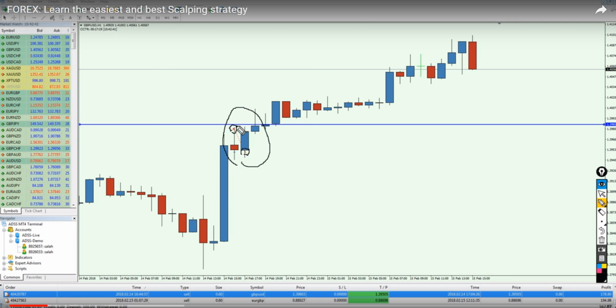As you can see, I have entered from this point here, and I set my take profit here. And the candles reversed exactly where I wanted it to be.